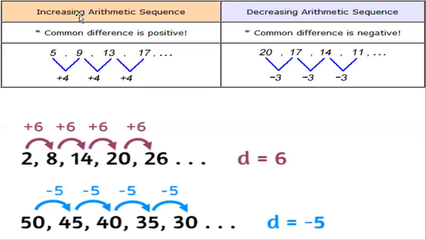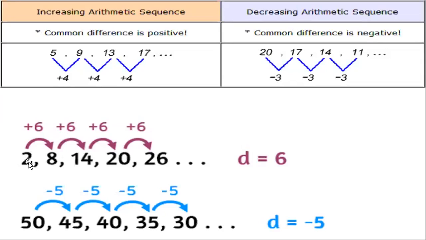Here, can you see? It is an example of an increasing arithmetic sequence, because every time 4 is added to get the next number in the sequence. So here the common difference is d is equal to 4. Here every time 3 is subtracted to get the next number. So common difference is negative here. Common difference is minus 3.